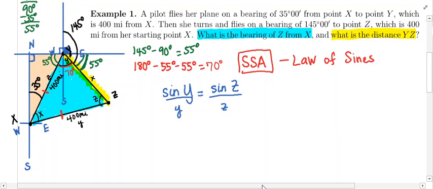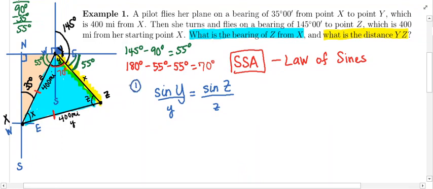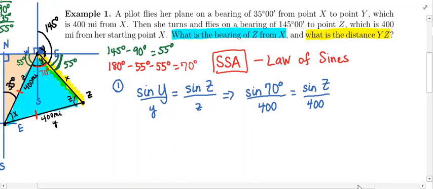We're after the distance from Y to Z. We may not be able to get there immediately. It's a progression. So this is what we're going to start with. This is going to be our first step. If I plug into this, what does this tell me? This tells me that the sine of 70 degrees over 400 is equal to the sine of angle Z over... we don't know what angle Z measures, but we know that side Z is also 400. So this is a ratio that we can solve to get angle Z.